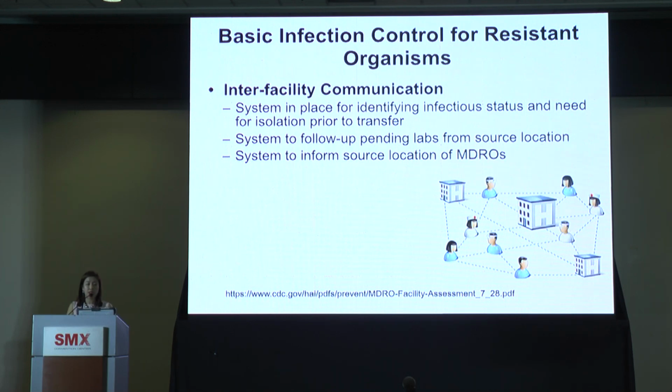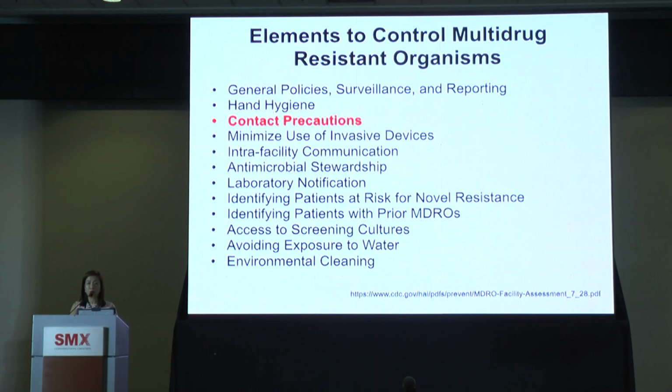This is not new, that in our hospitals we get MDRO cases sometimes not from our own hospital but from patients transferred from other hospitals. So there should be a system in identifying the infectious status of that particular patient. Follow up pending labs whenever you don't have the definitive result yet, and a system to inform the source location of MDROs. I've mentioned a while ago several times contact precautions already.